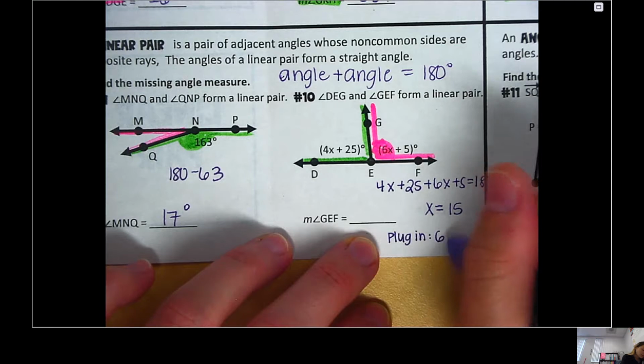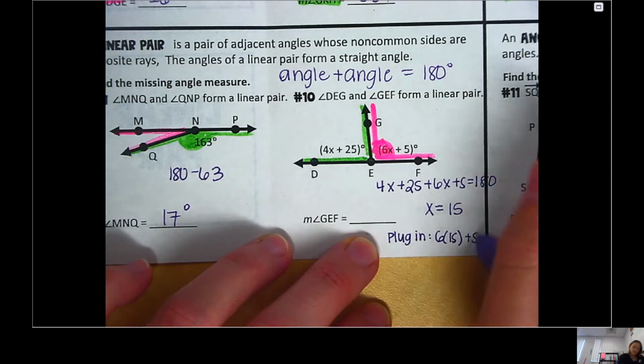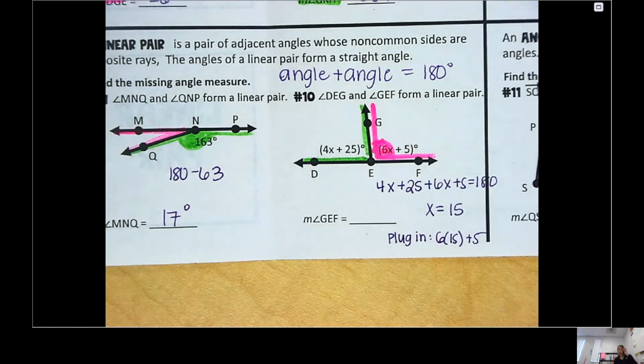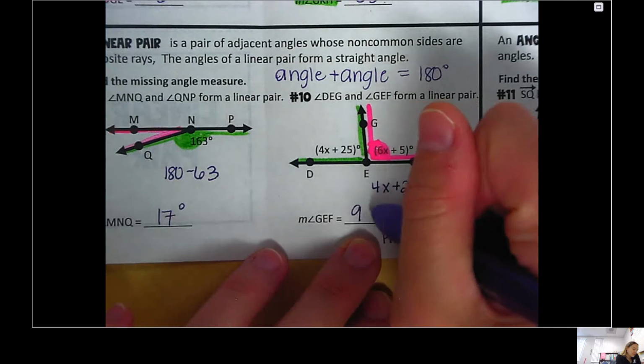So 6 times 15 plus 5. So 6 times 15 is 90. 90 plus 5 is 95 degrees.